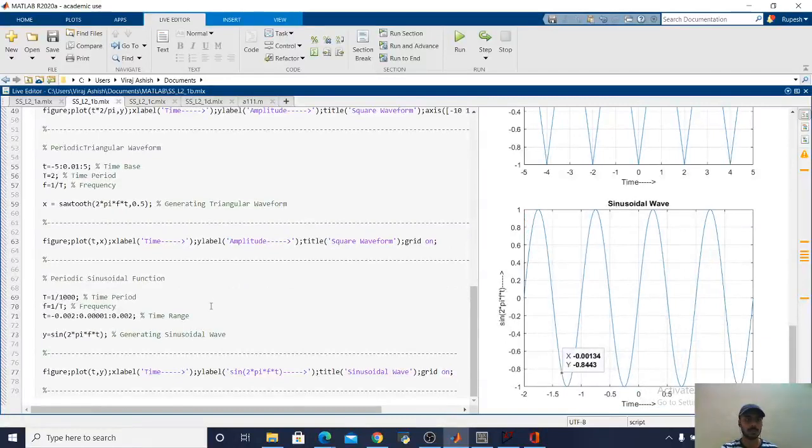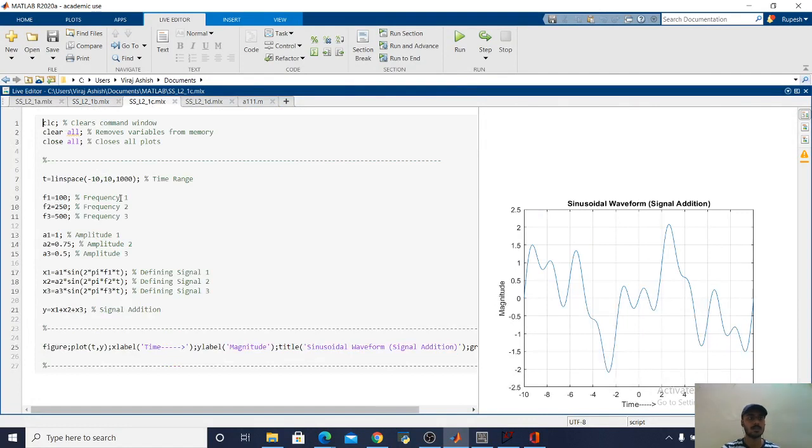Next one is the sinusoidal function. You can see here a sine curve with a time period of 1 millisecond. Next one, basically we are adding three sine curve sinusoidal waveforms and trying to draw the graph. You can see its code and corresponding graph.